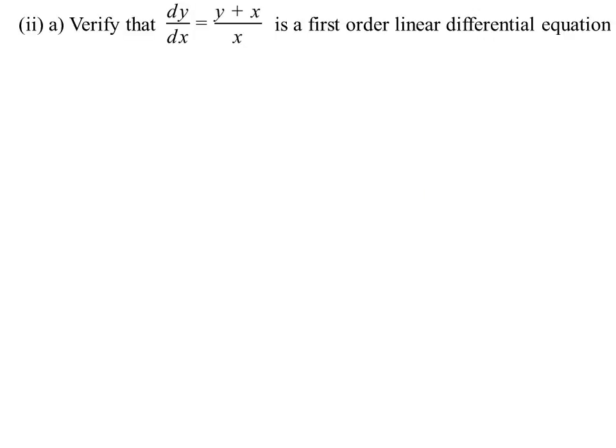Verify that this is indeed a first order linear differential equation. So we have to rearrange this and get it into the form that we like. Okay. Well, I can rewrite the right-hand side because x over x is just 1. So I now have it as y over x plus 1. Move the y over x to the left-hand side, and there it is. It's in the form that we like. I've got the derivative minus some function of x times y is equal to some other function of x.